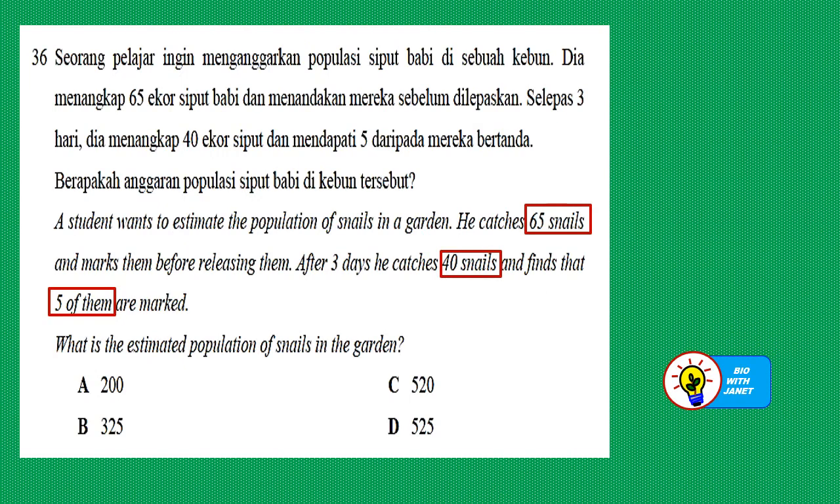Question 36. A student wants to estimate the population of snails in a garden. He catches 65 snails and marks them before releasing them. So all of them are marked. 65 snails are marked. After 3 days, he catches 40 snails and finds that 5 are marked. So what is the estimated population of snails in the garden, right?